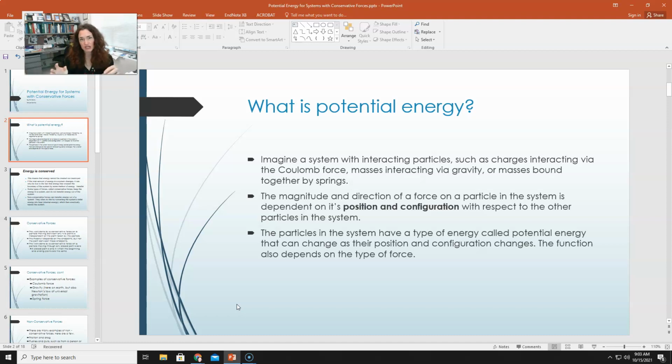So there's an energy related to the system that's based upon how those elements of the system are positioned and configured with respect to one another. And that is the potential energy. And the potential energy will change as the position and configuration of the particles within the system changes. The potential energy function will also depend upon the type of force that governs the interactions. So for example, you'll have a different potential energy function for the Coulomb force than you will for universal gravitation. And you'll have a different potential energy for springs, okay, if they're connected by springs.